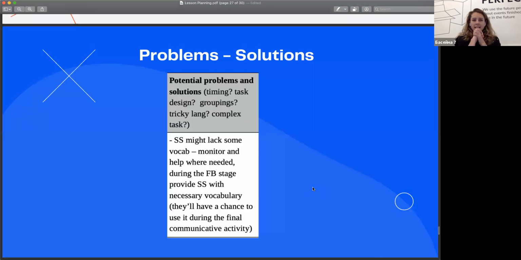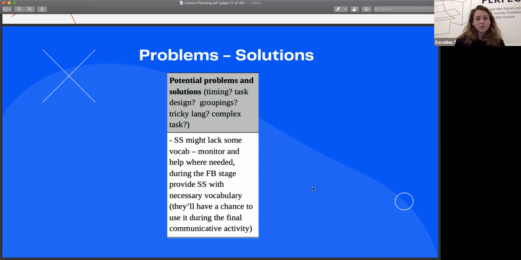While designing classroom activities, what might help you is the potential problems and solutions column. In this column, what I write is what problems I can have with timing, with the design of the activity, with grouping, or maybe some tricky language, or it can be anything. You know your students better and you can anticipate these problems. For example, if I know my students and I know that for some specific task they might lack this vocabulary, and that is the problem.